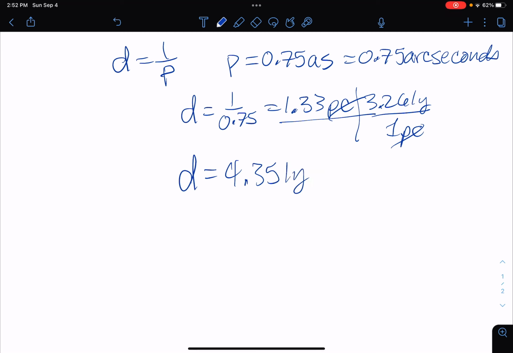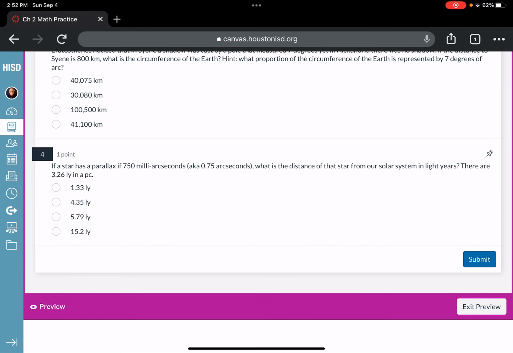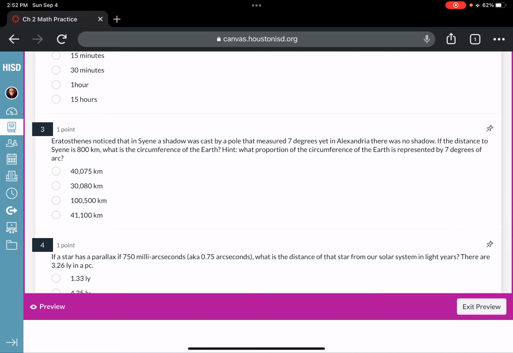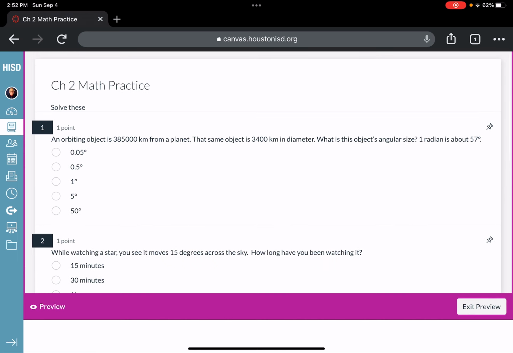By the way, this is the nearest star to the sun, which is Alpha Centauri. So if we go back and look at our answers, 4 was 4.35 light years when we use that equation. 3 was 41,100 kilometers. 2 was 1 hour because it moved 15 degrees. And number 1, the angular size of the moon in the sky is 0.5 degrees or half a degree. All right, I hope that helps. Reach out if you have more questions.